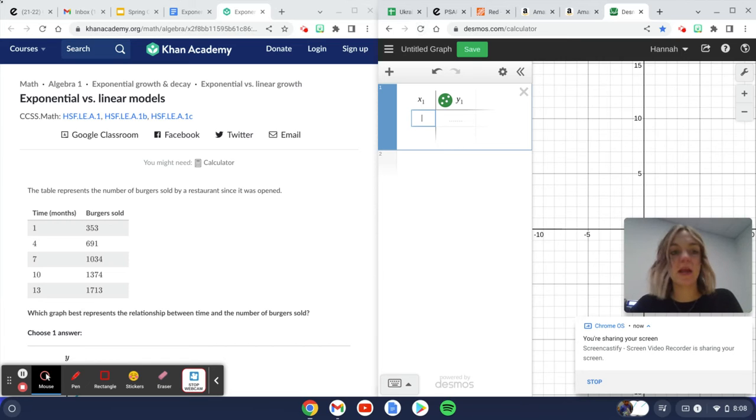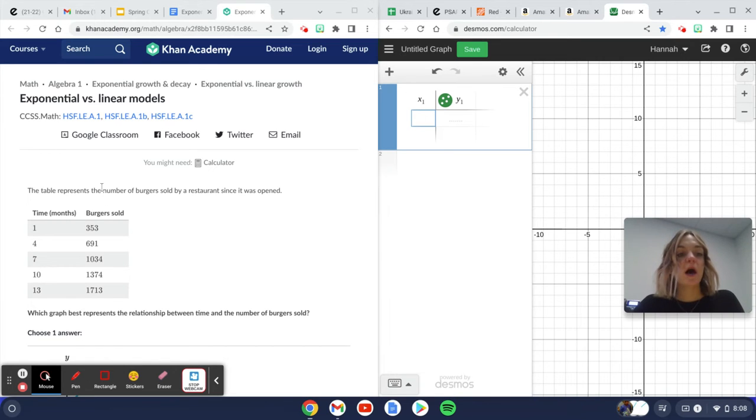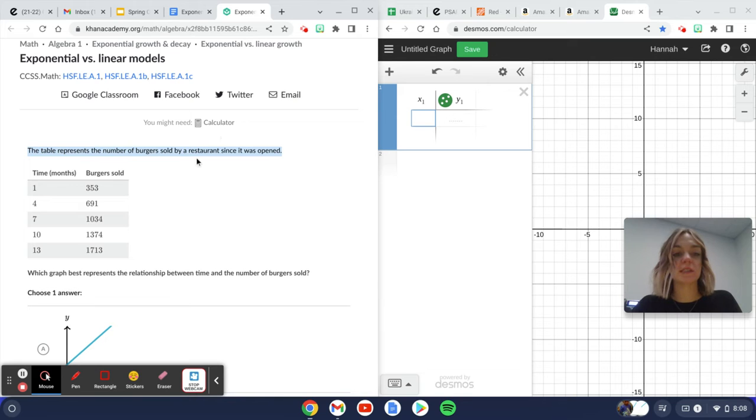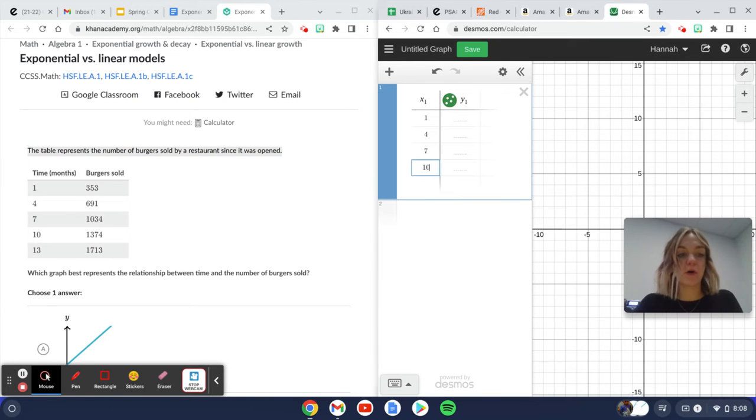This video will help you with the exponential versus linear models. Our situation says the table represents the number of burgers sold by a restaurant since it was opened. We have time in months, and then we have burgers sold. So I'm going to go ahead and add these in. And when I do this, again, I'm just putting my table in Desmos.